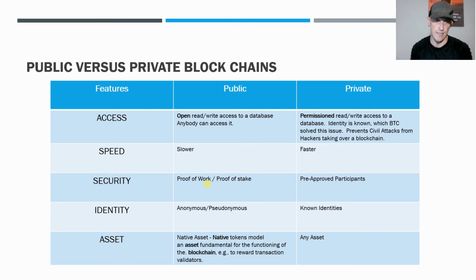What is an asset? So in public, you have a native asset, and this is basically a native tokens model, an asset fundamental for the functioning of the blockchain to reward transaction validators. Okay, so just remember that. Remember that when we're talking about native assets. Then you've got private blockchains, and the asset on that would be any asset.